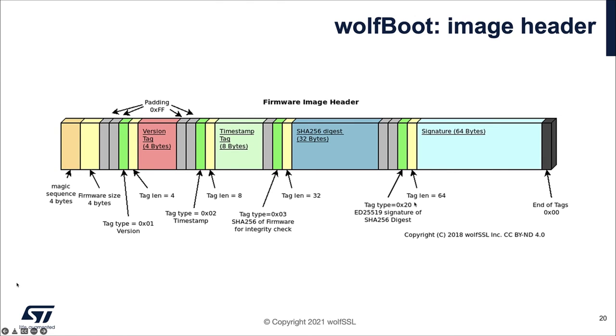So in that space, there's basically a magic sequence that's ASCII, wolfBoot or something like that. And then there's the size of the actual firmware file. And then you get a tag and a tag length and data. And that just repeats in that pattern. It'll include things like the version, timestamp, the hash of the partition, and the signature of it that's expected. And the signature, you verify it using that public key that gets embedded into the bootloader.